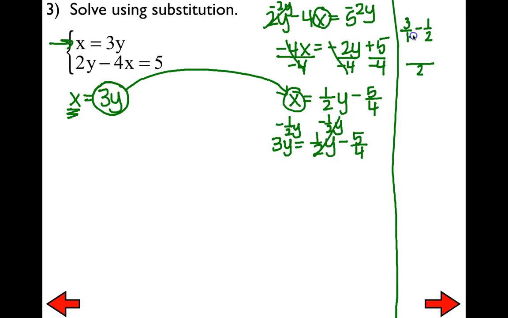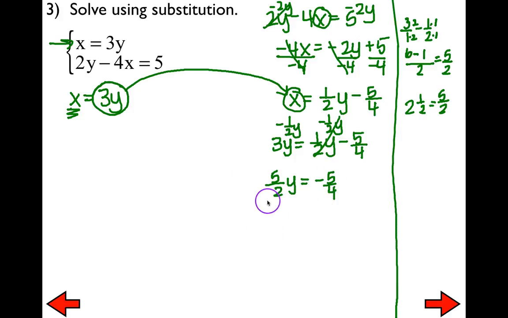So here, multiplying by 2, we're going to be left with 6 minus, and this one's not going to change, so it's going to be minus 1. So you're left with 5/2. But again, if you could do it in your head, 3 minus 1/2 is basically 2.5. You can convert this into an improper fraction, and it would still be 5/2. So now I have 5/2 y equals negative 5/4.